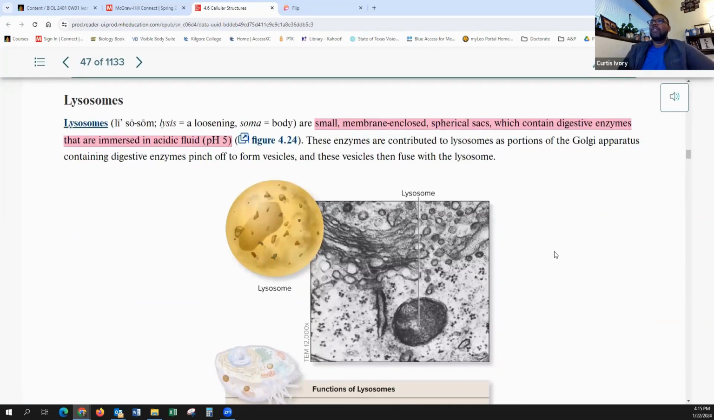Lysosomes are small membrane-bound organelles that contain digestive enzymes. They typically have a pH of 5, which means they're on the acidic side. They're kind of a weak acid. But remember, these are the garbage disposal of the cell, so they have to be able to break down things, just like our stomach acid. They have to be able to break down some of the things that we ingest. So that's one reason why it has a low pH.